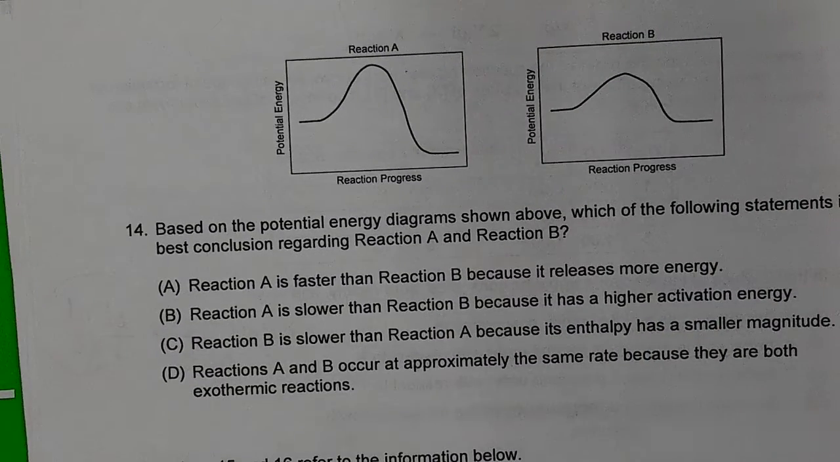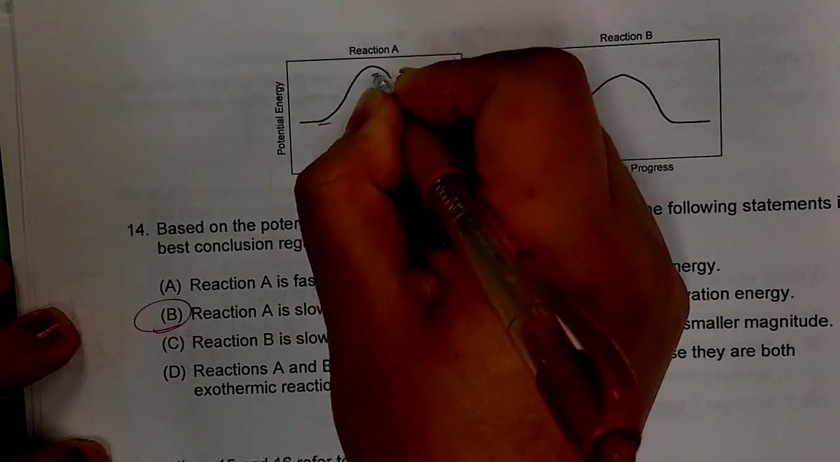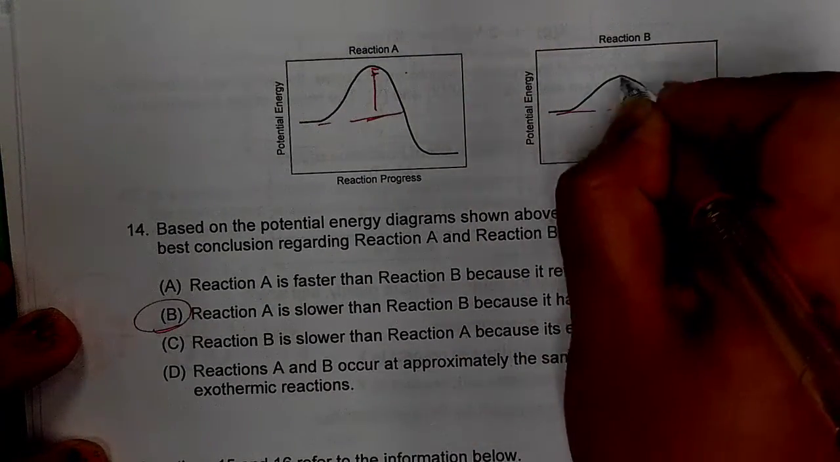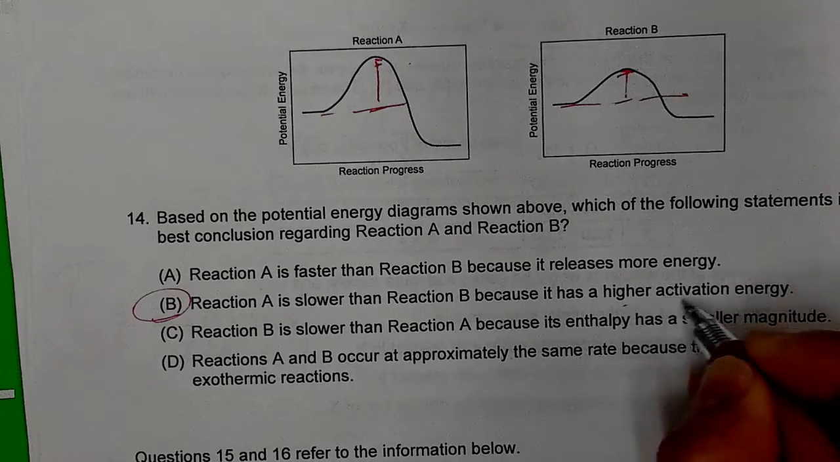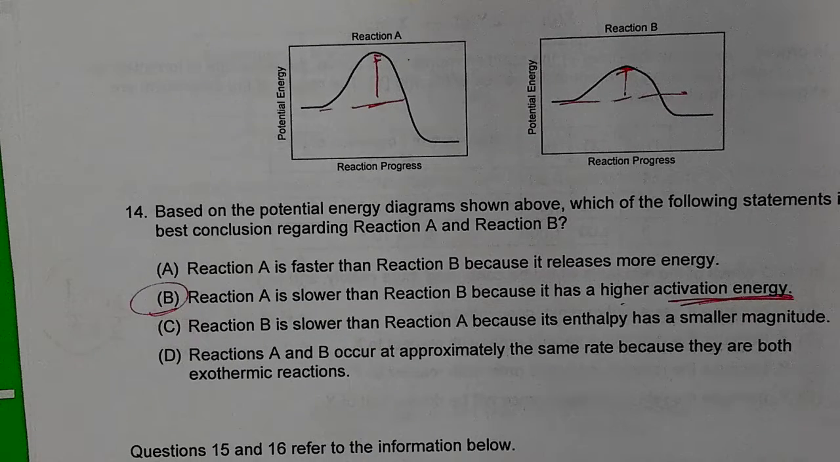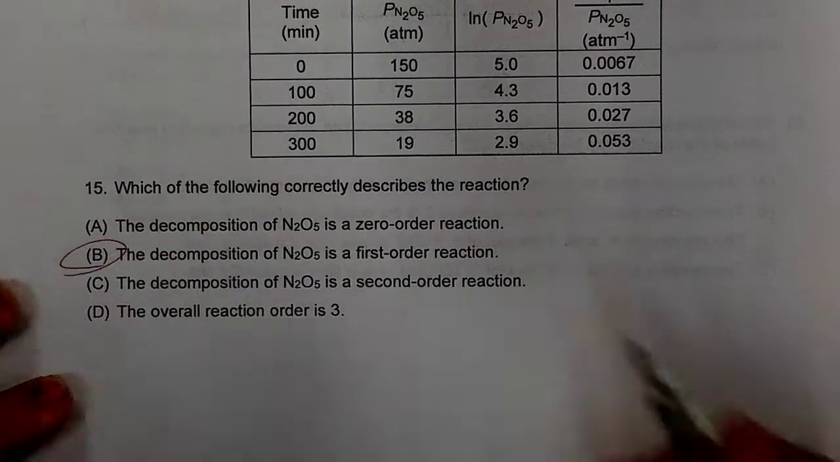What do we get? We all get B? Okay. How do we know B? Activation energy. Activation energy is what is changing the rate of the reaction, and catalase is the one that is decreasing the activation energy, therefore increasing the rate of reaction. Okay? 15. What about 15? B. Good.